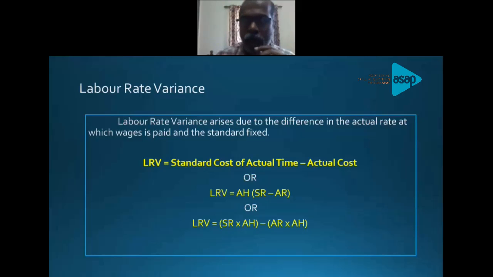This should be very carefully noted. Standard cost of actual time. Very, very important. That part is very important. Understand it.